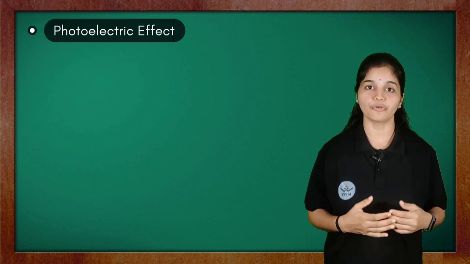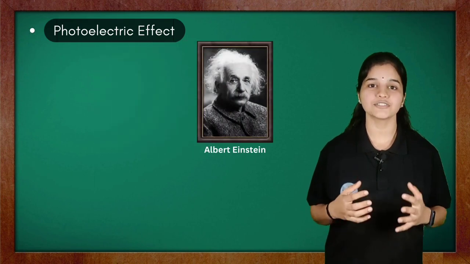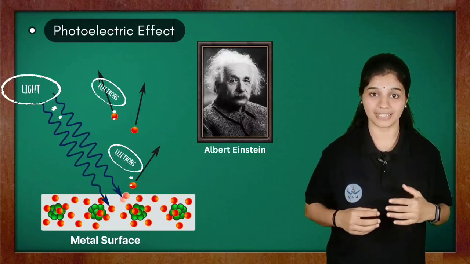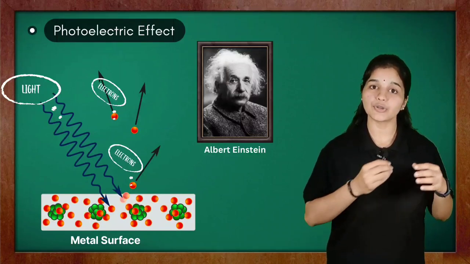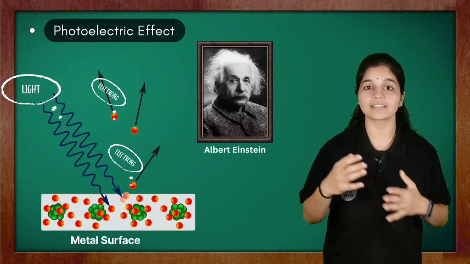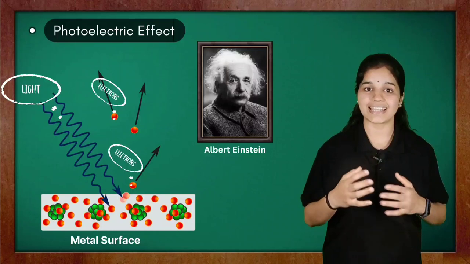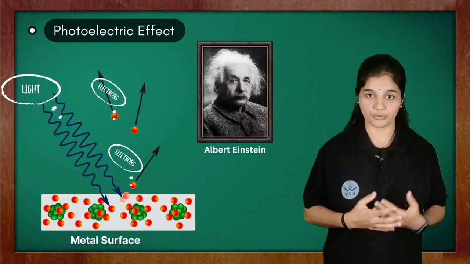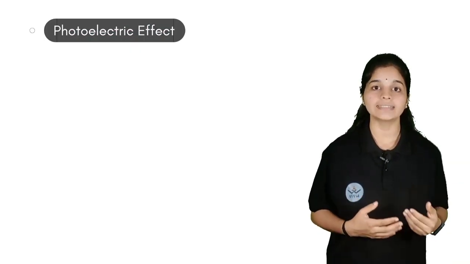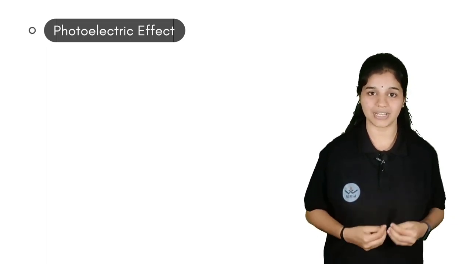A clear explanation of the photoelectric effect was given in the year 1905 by Albert Einstein. Einstein said that when a photon of sufficient energy strikes an electron present in the atom of a metal, the energy of the photon is transferred immediately to the electron and spontaneously the electron is ejected out of the metal surface. So the phenomenon of the photoelectric effect is instantaneous. The more the energy of the photon, the more the kinetic energy of the ejected electron. In other words, the kinetic energy of photoelectrons depends on the frequency of light radiation.